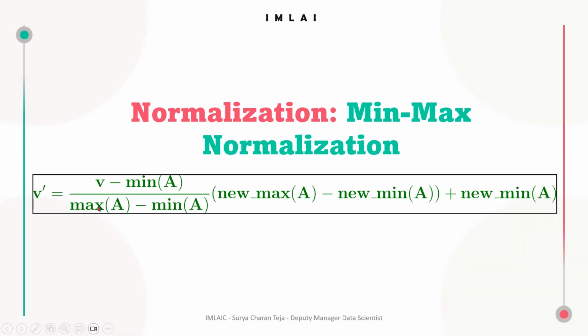You have to fetch the min and then the max. Once you fetch the min and max, for each value you apply the specific formula to normalize the old data: (v minus min of A) divided by (max of A minus min of A), times (new max of A minus new min of A), plus new min of A. This is the formula that we apply here. Let's do a small example so that it would be very clear.